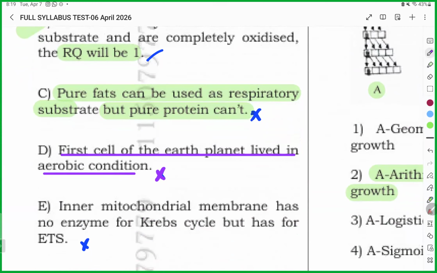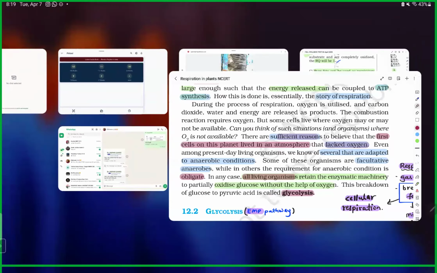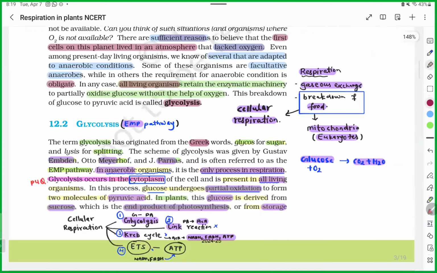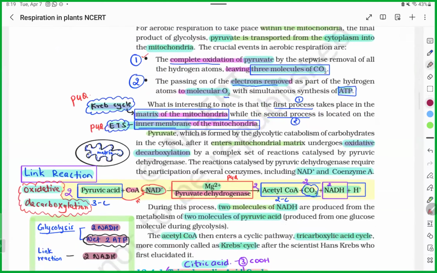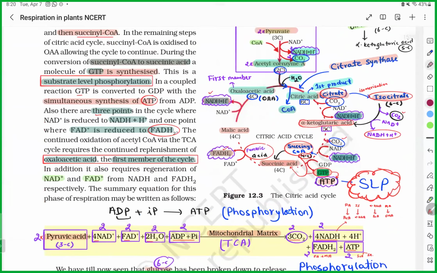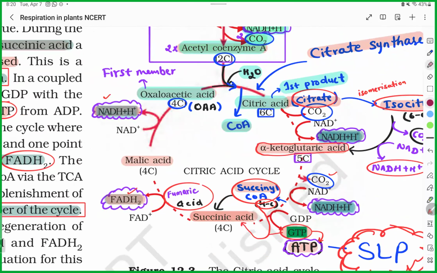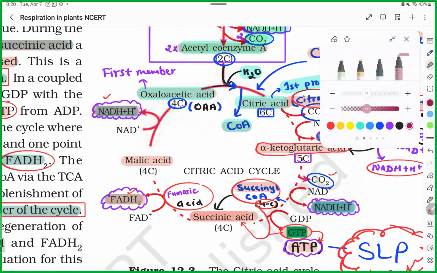One exception, succinic dehydrogenase, or succinate dehydrogenase, same name. This is exception. Why? I will show you in diagram. Look at this diagram. Though it looks messy, what is happening in this diagram? There is one common thing. What should be the color? Every color I used here.